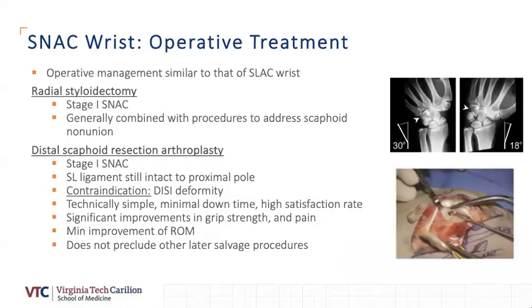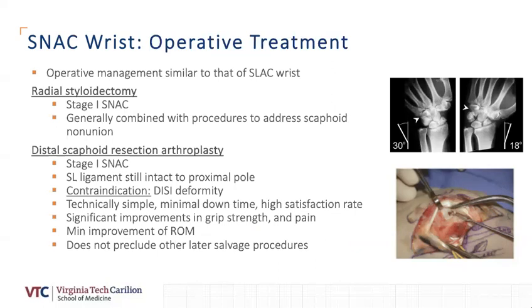And then there are different managements for SNAC wrist. It's very similar to SLAC wrist with a few differences. You can do a radial styloidectomy for stage 1 SNAC wrist. This is often combined with other procedures as well. One difference is you can do a distal scaphoid resection arthroplasty for stage 1 SNAC wrist as well.